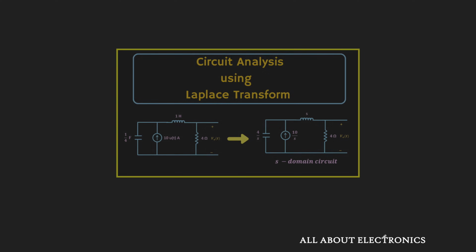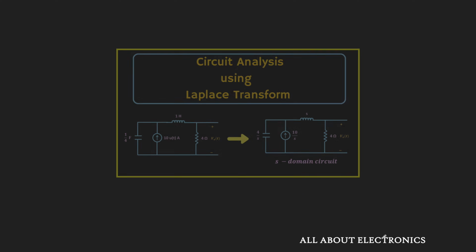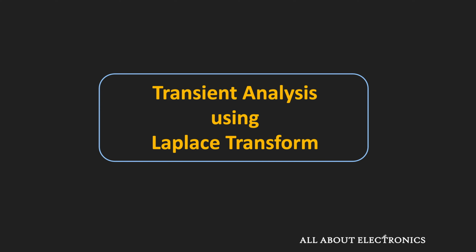So in the previous video, we have seen how to do a circuit analysis using the Laplace transform. And we have seen that the Laplace transform is a useful tool for circuit analysis, specifically when we want to do a transient analysis of the circuit. Now in the previous video, in the couple of examples that we have taken, the initial conditions of the circuit were 0. But in this video, we will take a few examples where we do have some initial conditions. And for such a case, let us see how to do a transient analysis using the Laplace transform.